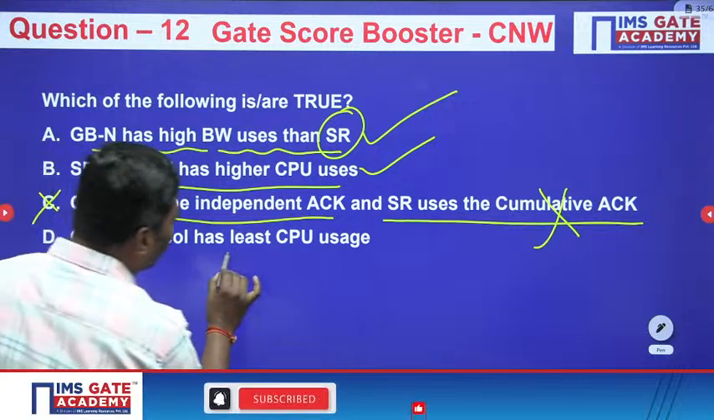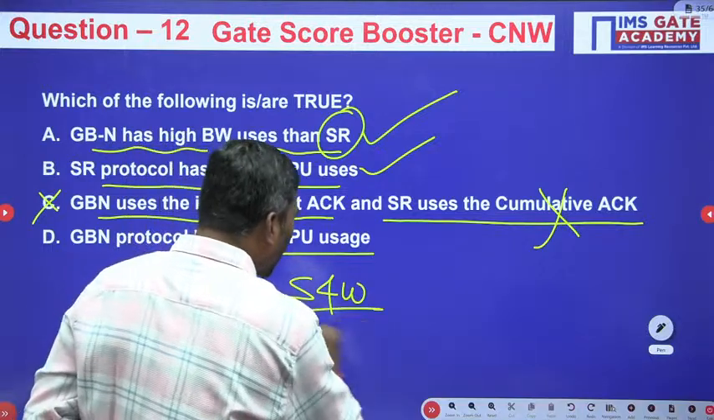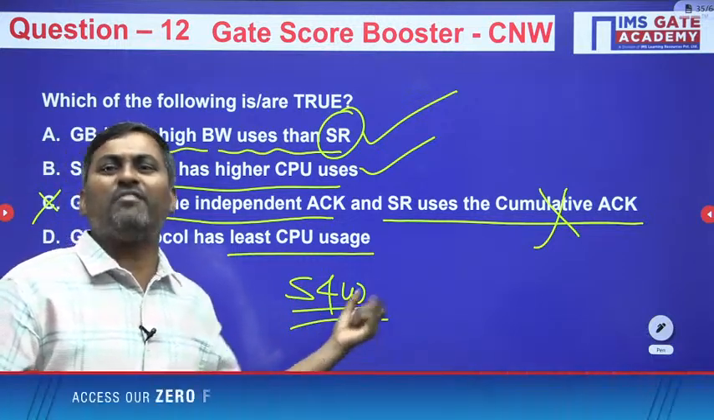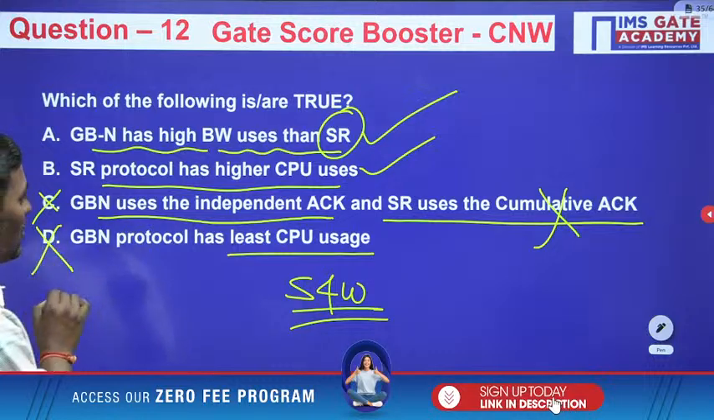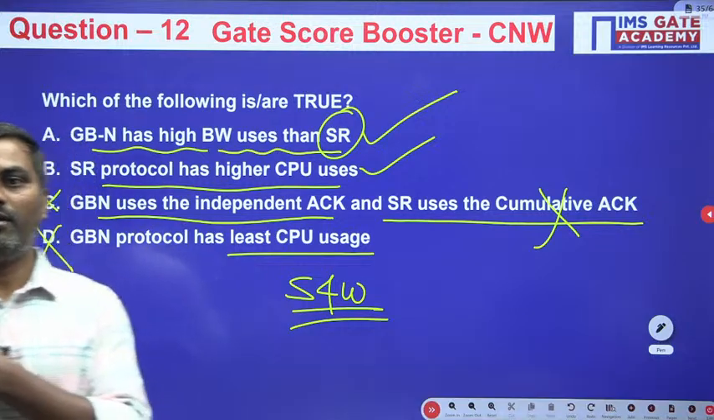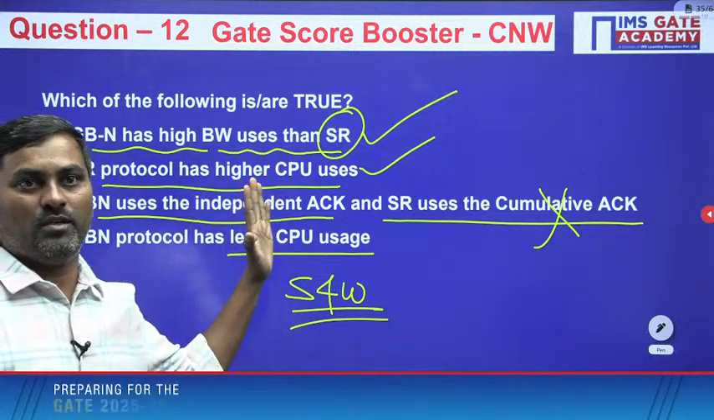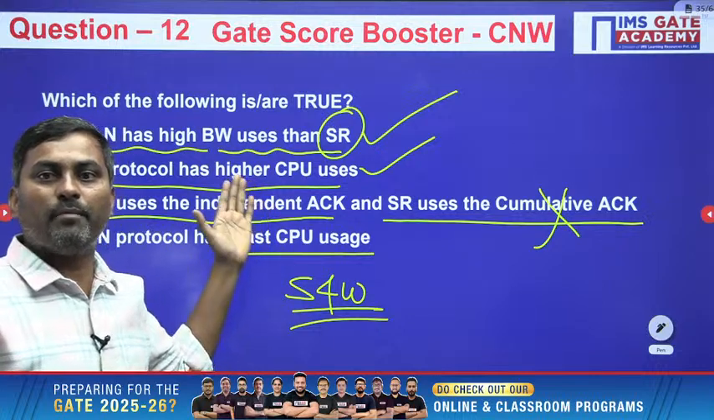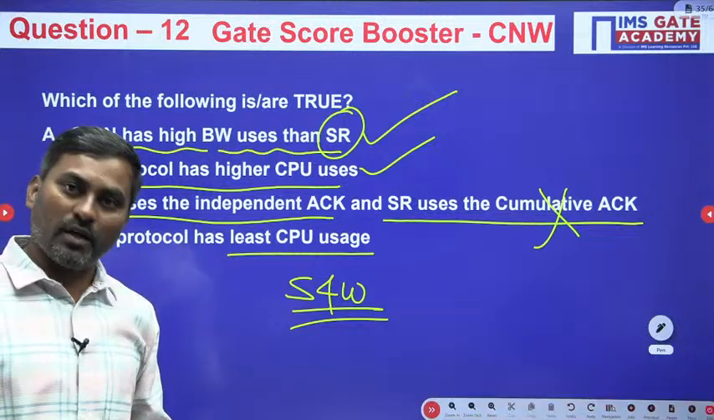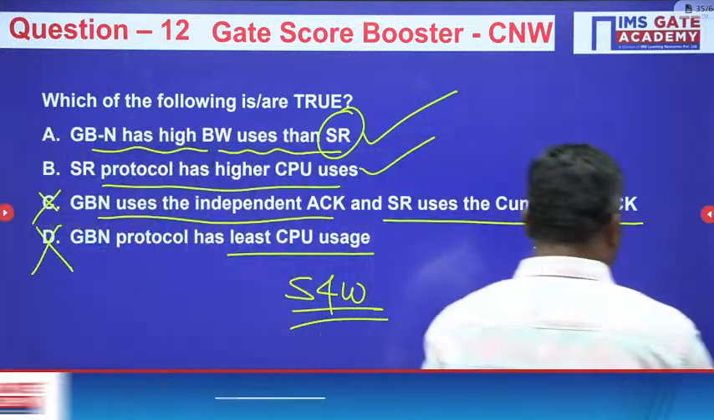GBN protocol has the least CPU usage. No, there is a stop and wait protocol also, correct or not? That has the least CPU usage, and its efficiency is very low. Stop and wait protocol efficiency is very low, therefore this is false. So A and B are true statements. I hope it is clear. Do you have any doubt on this? Correct JP, you are right. Okay, move on to the next part.